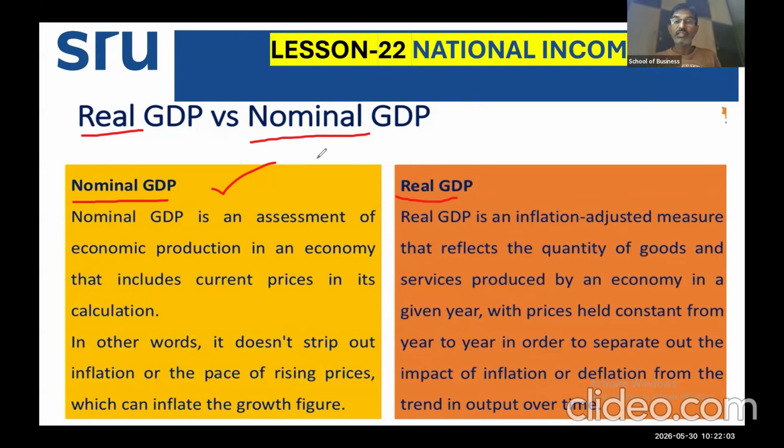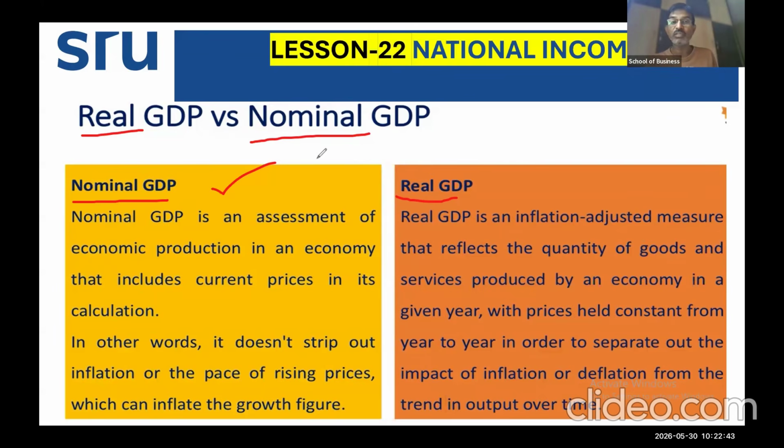In other words, it does not strip out the inflation or the pace of rising prices, which can inflate the growth figure. Inflation and fluctuations in the market are not considered while calculating the nominal GDP. So nominal GDP is an assessment of economic production in an economy, which includes only the current prices. It is not bothered about whether there is inflation or deflation, or how the market conditions are moving. All these are not considered by the nominal GDP.